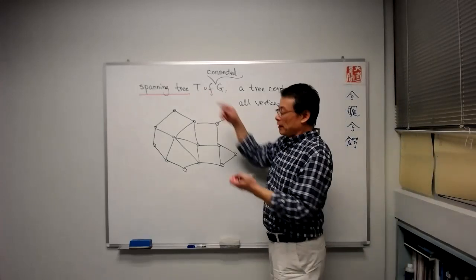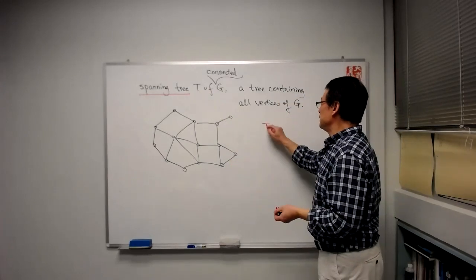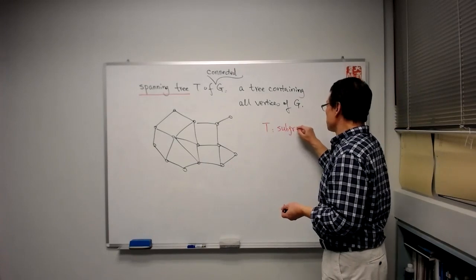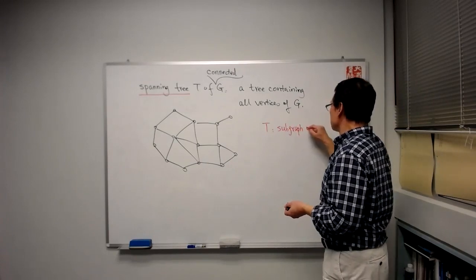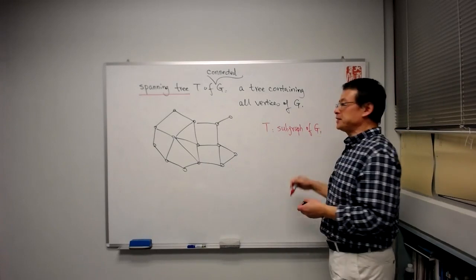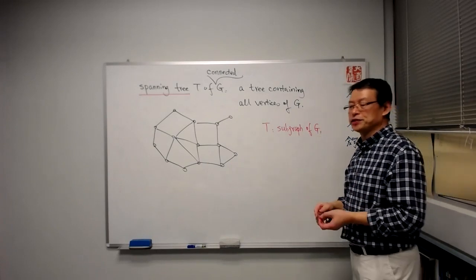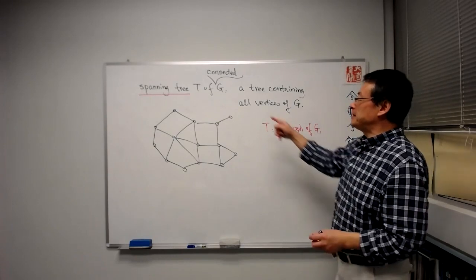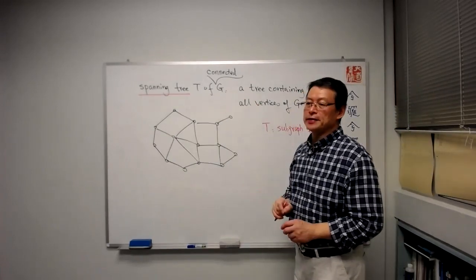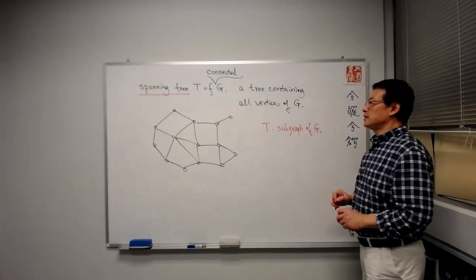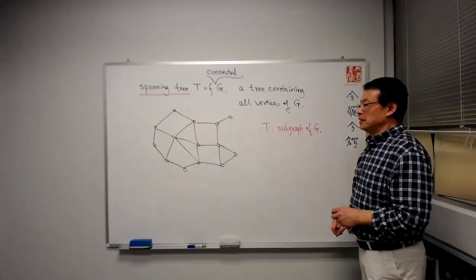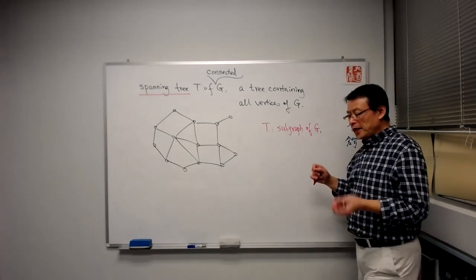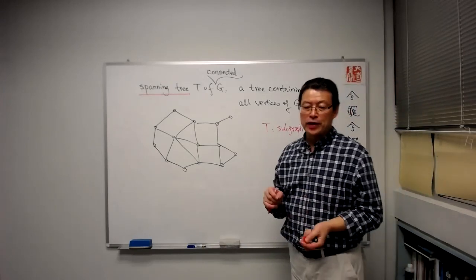So T is a subgraph of G, which means T consists of taking some edges of G. All right. So whenever G is connected, we can always find a spanning tree. It always contains a spanning tree. The idea is actually very, very simple. Now, a tree has the property that every edge is a cut edge.